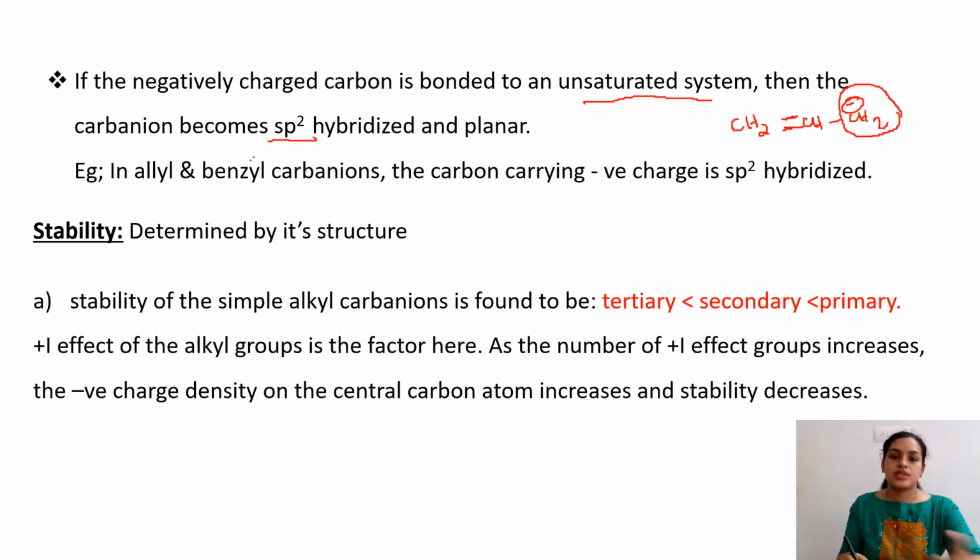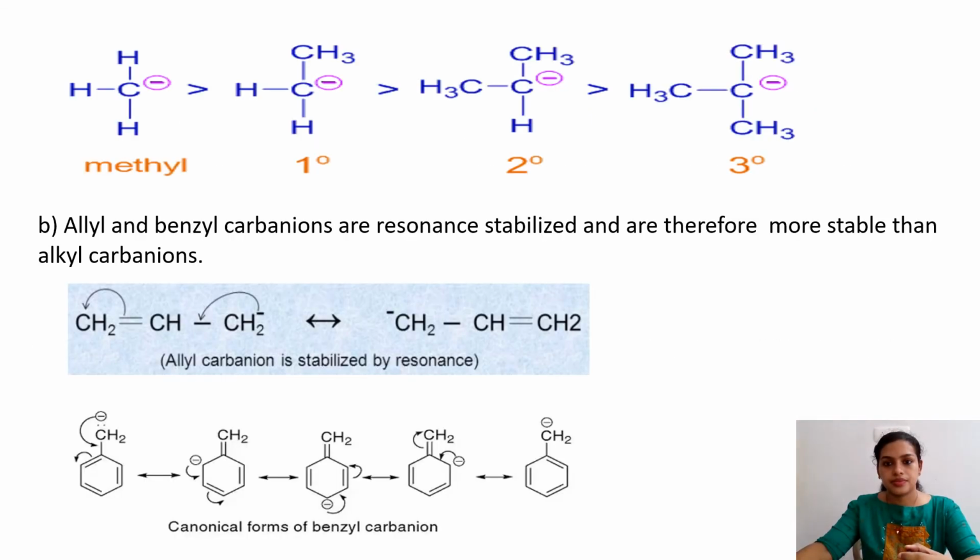Okay. Now, stability is normally determined by structure, and here the trend is reversed. Here, primary carbanion becomes most stable, then comes secondary, and then comes tertiary. Okay, now the trend is reversed. Methyl is the most stable one, then comes primary, secondary, tertiary.